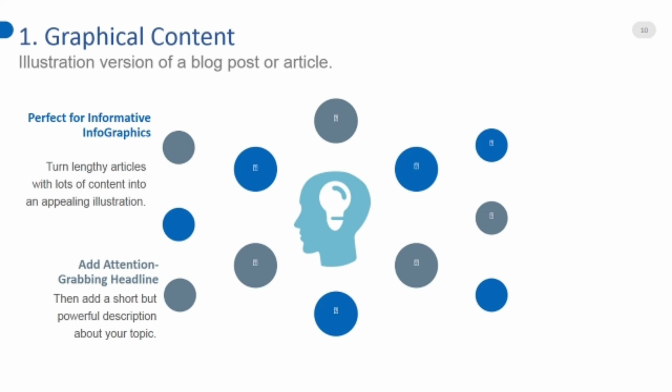So essentially, you want to add a short but powerful description about your topic. And this works really well on social media because, as you know, everyone does not have a long attention span. People are looking at different things on social media, so you need to be able to grab them right away and then pull them in. And if you look at a lot of infographics that do well on social media sites, you'll notice a pattern, and that pattern is graphical content. That is big on social networking sites such as LinkedIn.